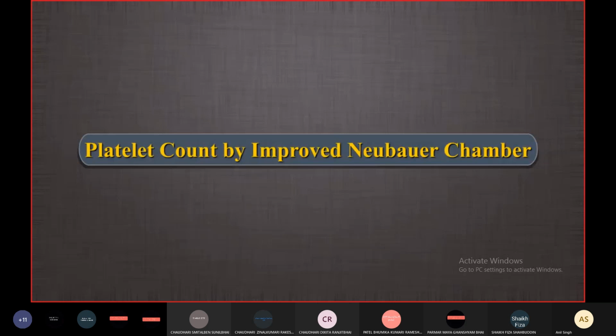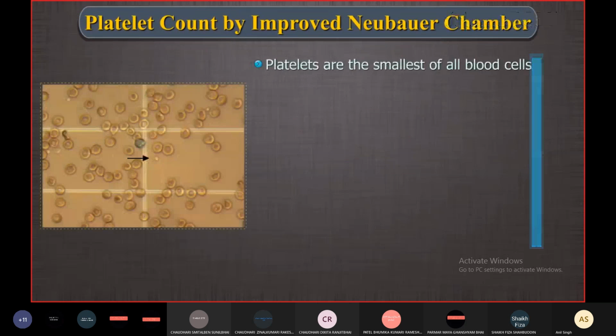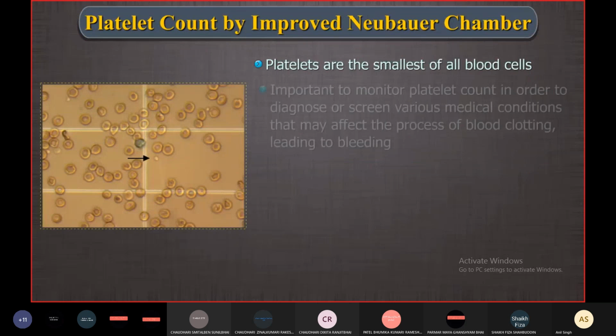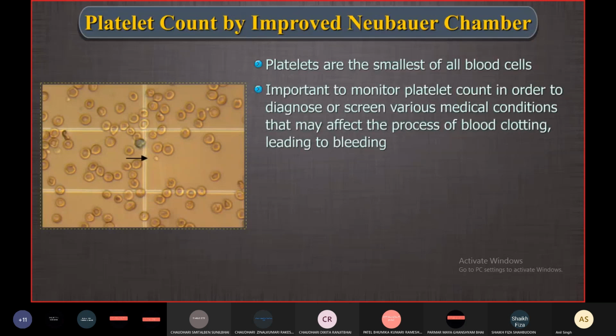Platelet count by improved Neubauer chamber. Platelets are the smallest of all blood cells. It is important to monitor platelet count in order to diagnose or screen various medical conditions that may affect the process of blood clotting leading to bleeding.